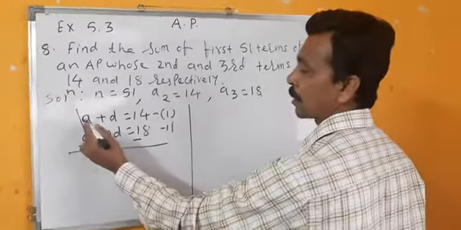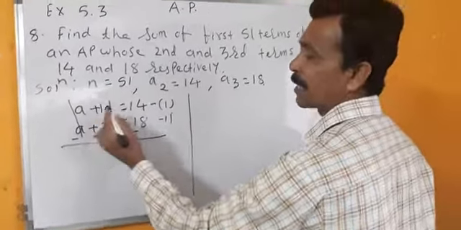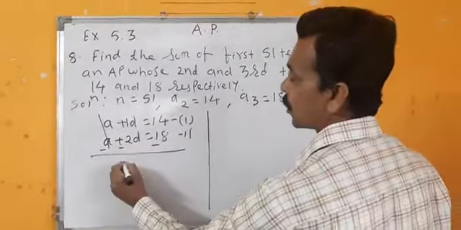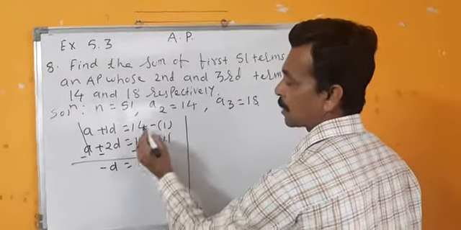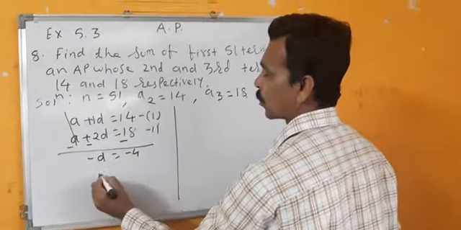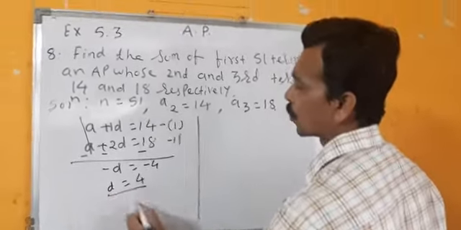Change the signs. A and minus A get cancelled. 1D minus 2D is minus D. And minus 18 plus 14 is minus 4. So D is equal to 4.